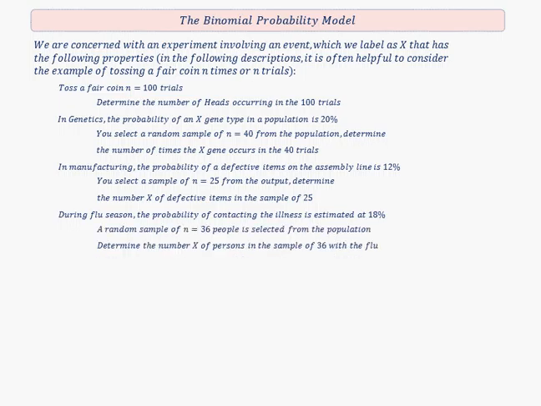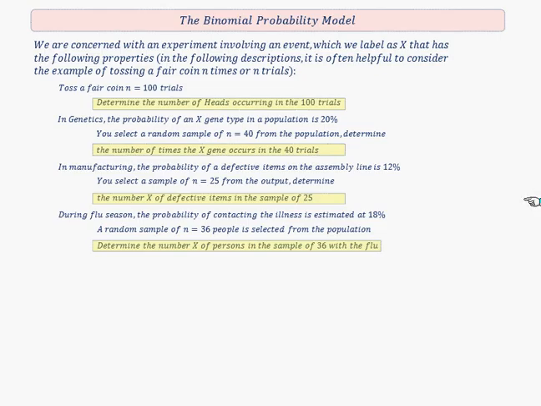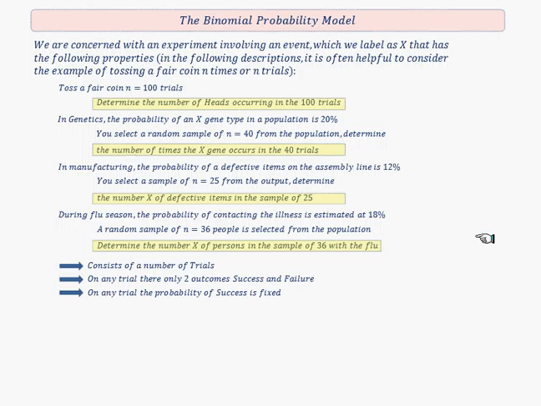And also the flu season: 18% of the people have the flu. So we take a random sample of 36 people, a truly random sample. We're interested in the number of people who have the flu in the 36. So it consists of a number of trials. On any trial there's only two outcomes, success and failure. On any trial the probability of success is fixed. This is called a probability model, in particular the binomial model.